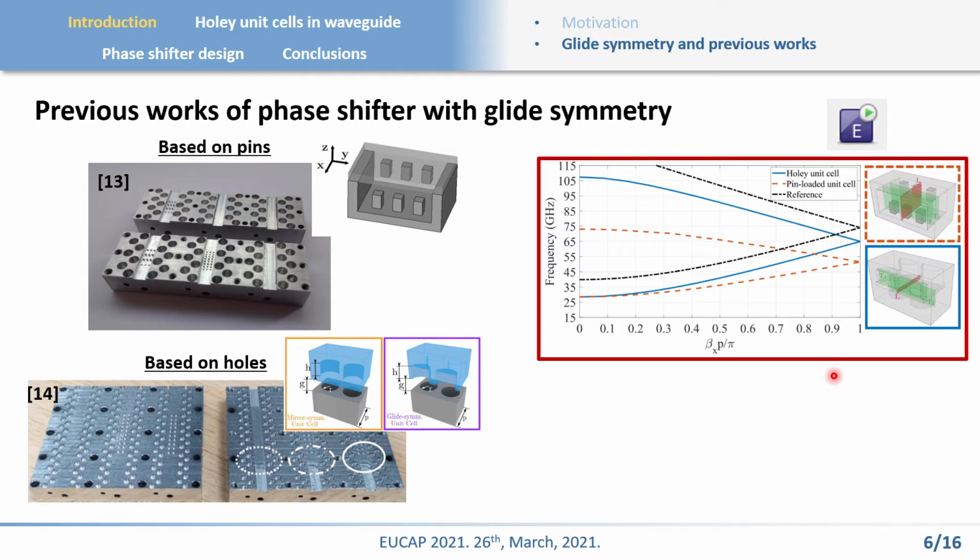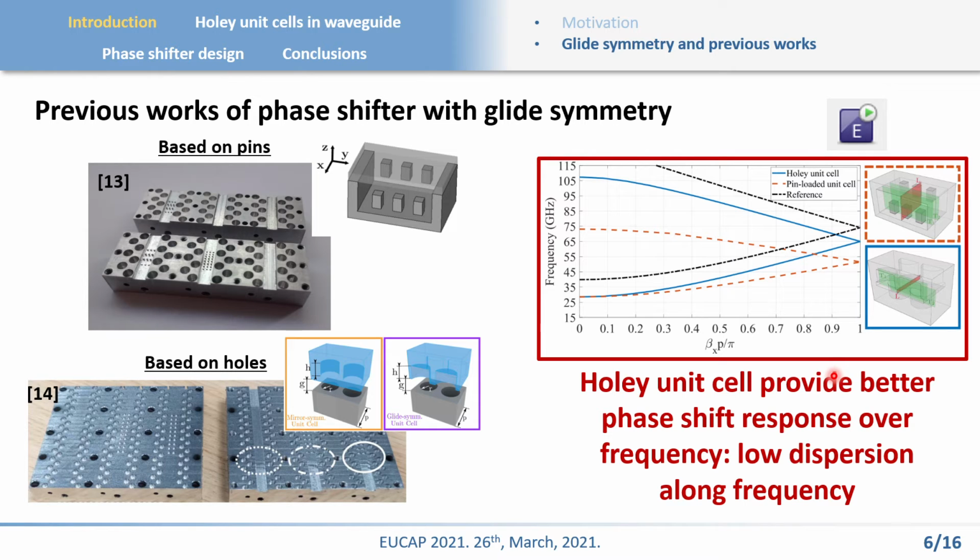The translation of this fact to the design of the phase shifter is that the phase shift produced by the Holey unit cell will be constant in frequency, while the phase shift produced by the unit cells with pins will not be constant as the frequency changes.